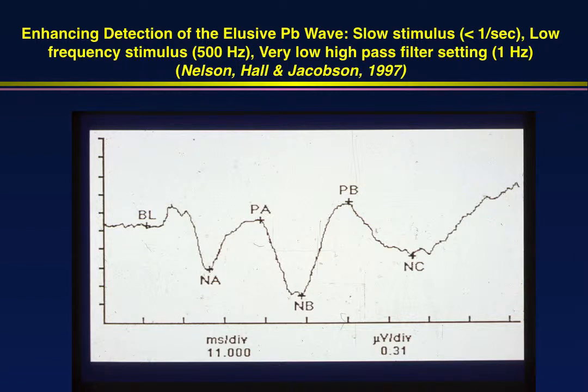Now, I've done some research with colleagues and PhD students over the years showing that if you modify the middle latency protocol, slowing the rate very slow, less than 1 stimulus per second, and you make sure you pass through all the low frequencies, so you set your high pass filter setting for 1 hertz, and if you use a low frequency stimulus like 500 hertz, you actually can consistently record the Pb component, which is arising from secondary auditory cortex. So this is even getting beyond the primary cortex, and it's even a more sensitive measure of auditory processing.